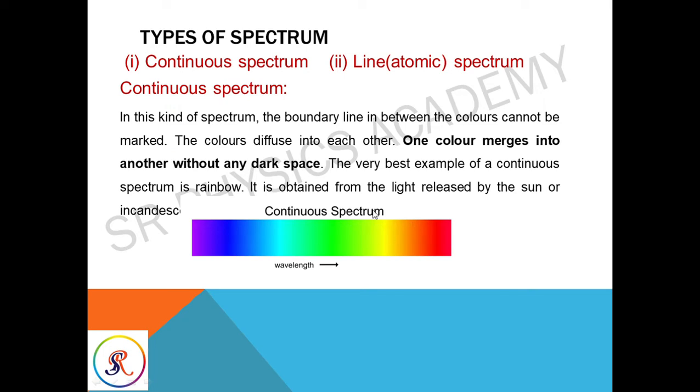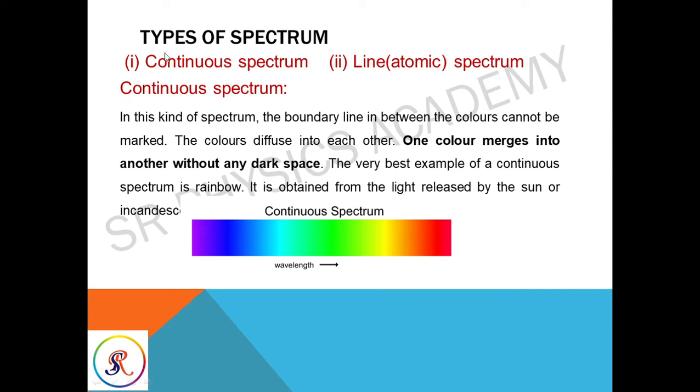What did you understand from this? Since the colors merge into each other, violet merges into blue, blue into green, and so on, we call it a continuous spectrum. When this light is passed through an object, the wave with the shortest wavelength, violet, deviates the most, and the one with the longest wavelength is red.